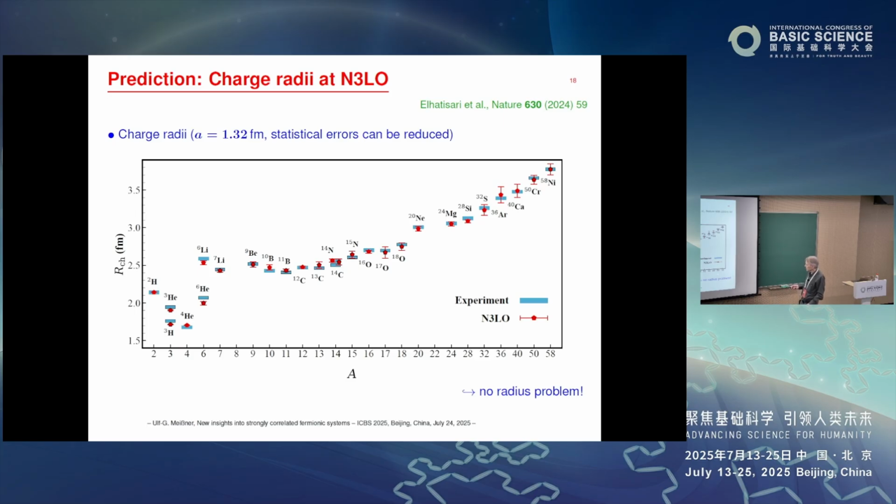And the nice thing is that we don't have the radius problem, because other ab initio methods, which can calculate the masses equally well as ours, predict the radii to be some 10% or 20% too low. And we don't have this problem in our approach. This is nice because it's a big problem in nuclear theory.